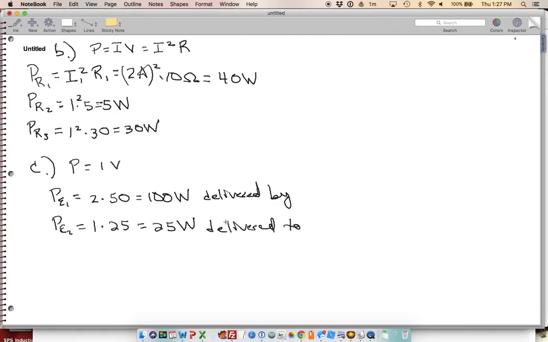And which battery is being charged? So E2 is being charged.